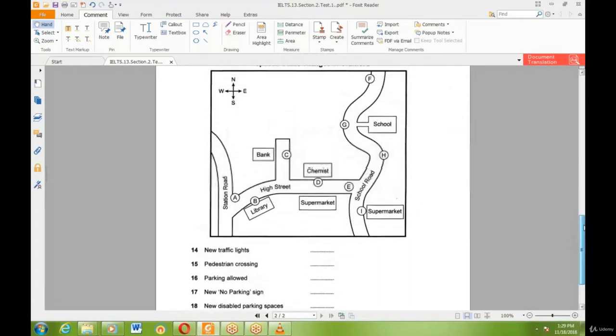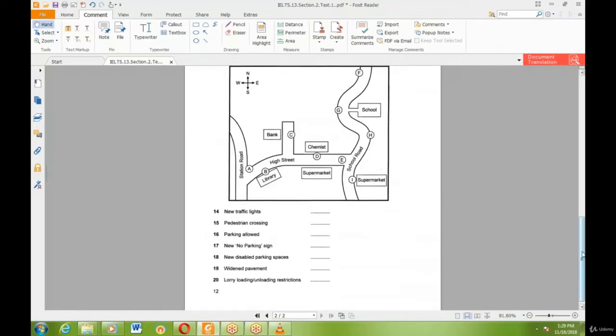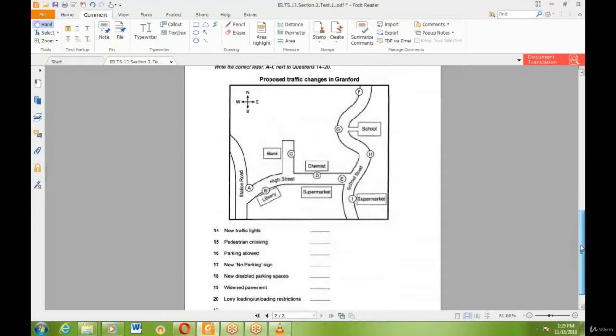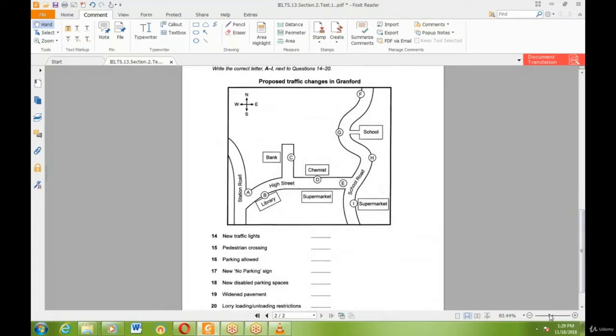There's a lot of, I don't know if I can get it all on there. Okay, I don't want to make it too much smaller. Trying to get the right size as much as possible.